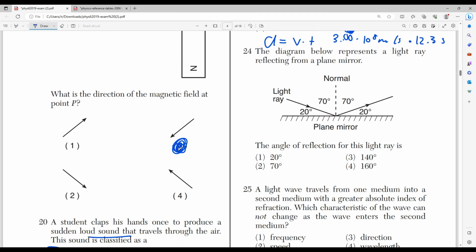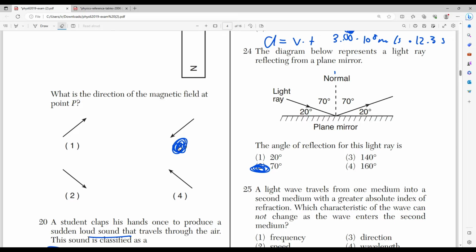Number 24 says, the diagram below represents a light ray reflecting from the plane mirror. The angle of reflection for this ray is 70 degrees. Remember that the angle of incidence is the angle between the normal and the incident ray, and the angle of reflection is always going to be between the reflected ray and the normal, and is going to be the same value as the angle of incidence, right? And that's always going to be away from the normal. Always away from the normal, right?